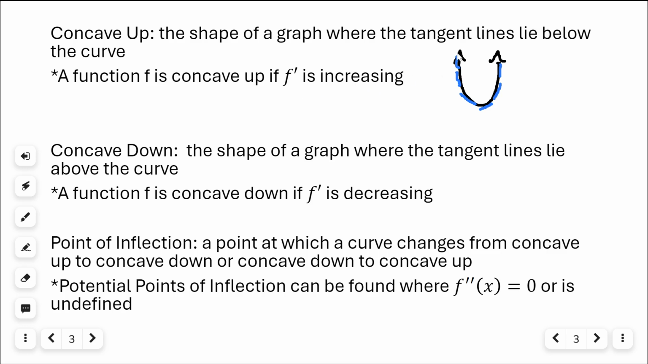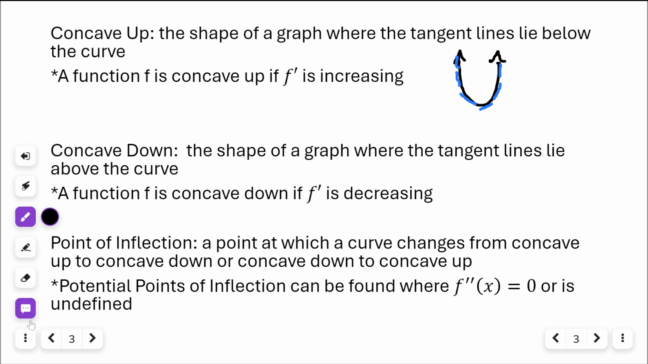And you can actually see that here. I just drew a bunch of slopes. I drew 6 of them. If you look from left to right, look at the slopes. The slopes are very negative. They get less negative, closer to 0. And then they get positive. F prime is a fancy way to say slope of tangent line. So the slopes are increasing. F prime is increasing, so f is concave up.